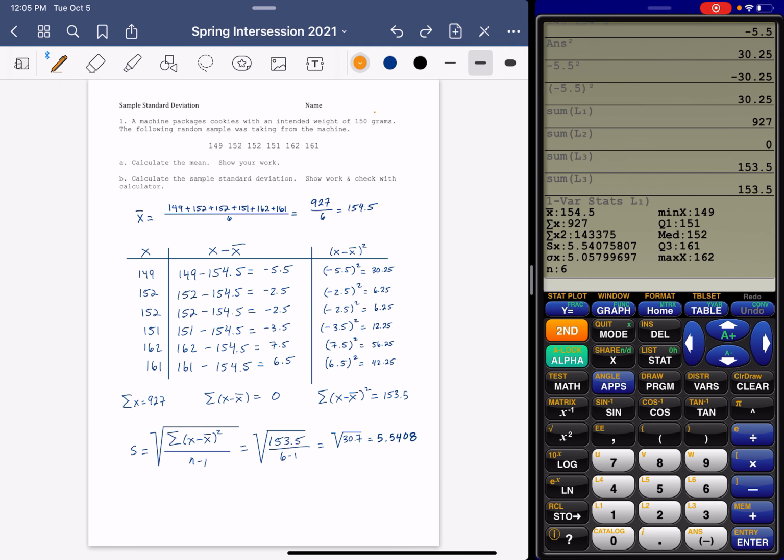And that's it. That's how you do these problems. They're a lot of work. You gotta show the work, okay? Just don't type in the answers here from your calculator, or else I'm gonna mark it.